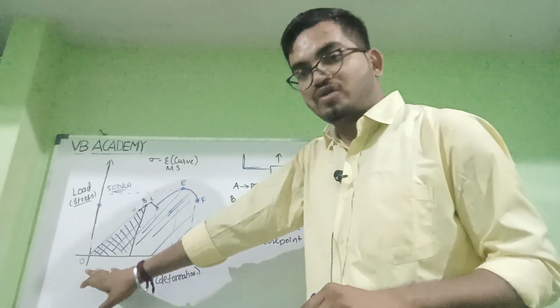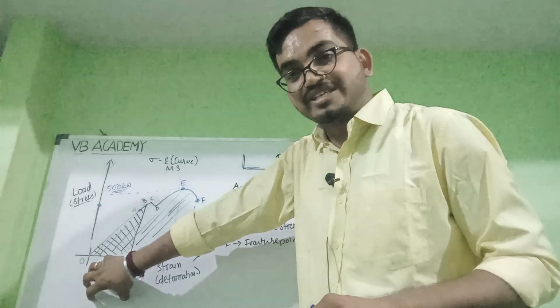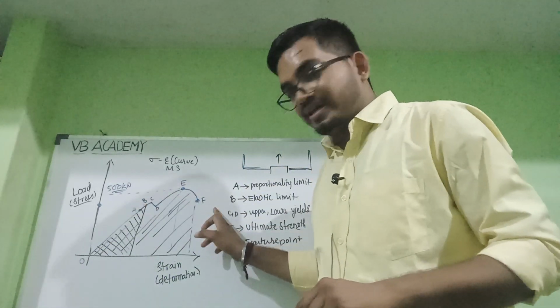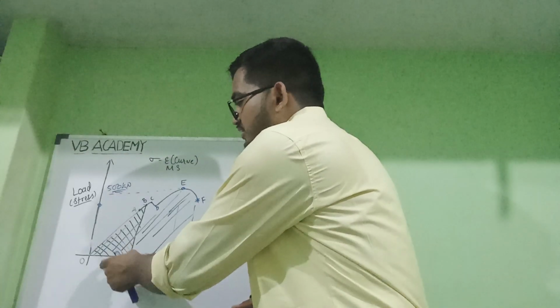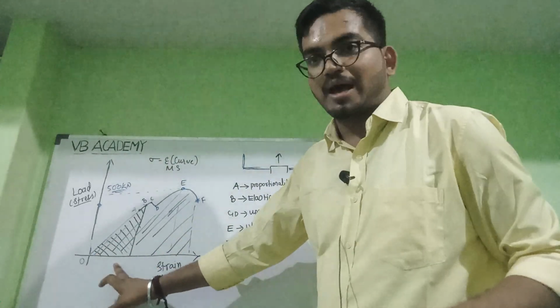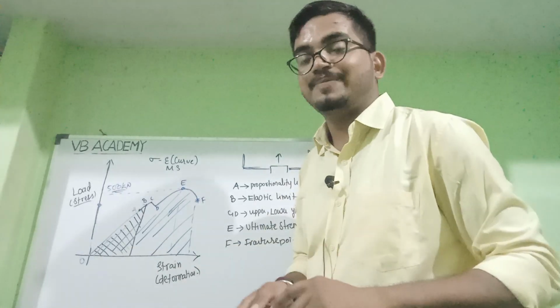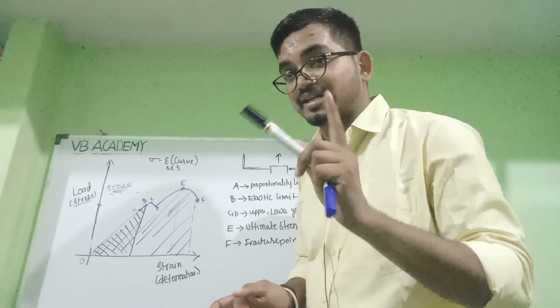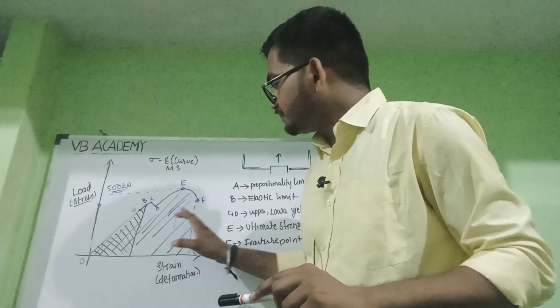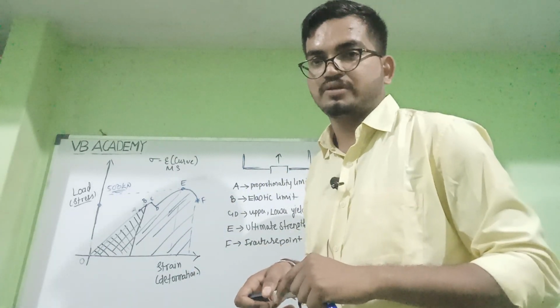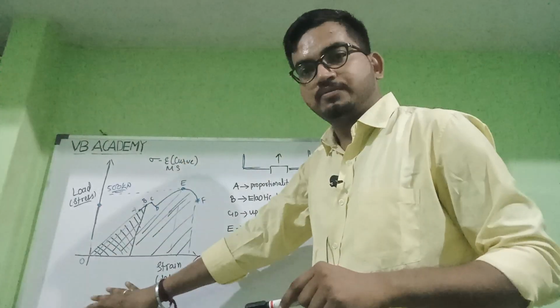First one is within the elastic limit, and the second one covers the elastic and plastic regions. That's why I drew two areas here with blue ink and black ink. You can check here, the black ink area is only for the elastic limit, meaning the resilience, and from O to F, that is the toughness. Hope you got this diagram.